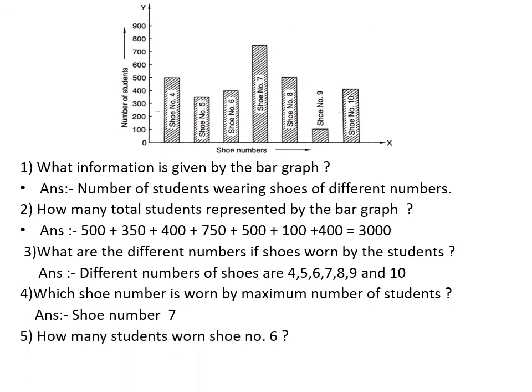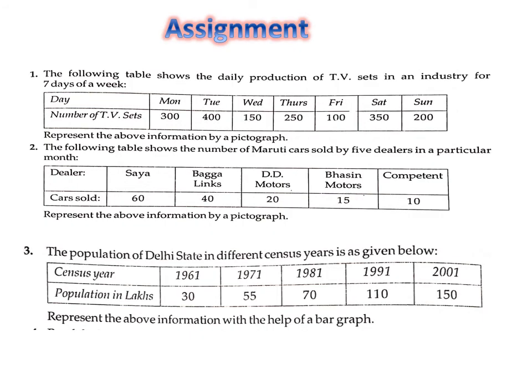In the same way, how many students wore shoe number 6? See, for shoe number 6, the height is 400. So the answer is 400 students wore shoe number 6. So this is how to understand the reading and interpretation of the bar graph.